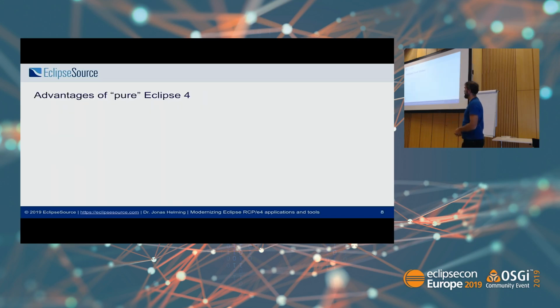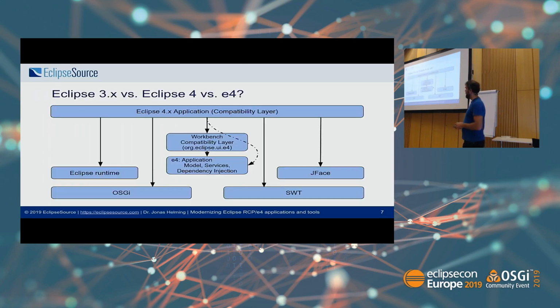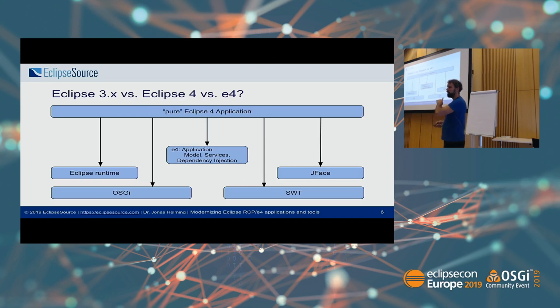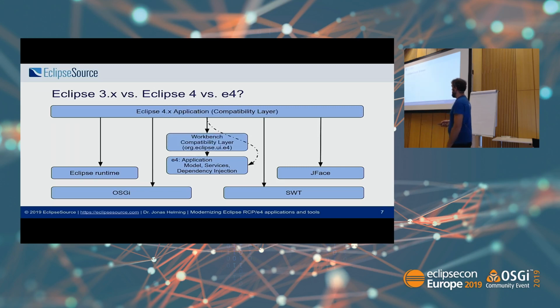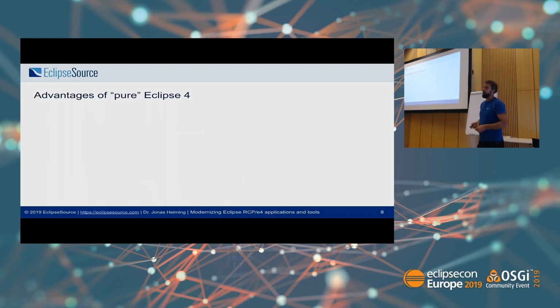Now, what does that mean? There are actually now 2 options of programming applications based on Eclipse. One is this, using the compat layer, but on a new version, or this pure Eclipse 4, meaning using the new API. So why should you even care about this pure Eclipse 4 approach?